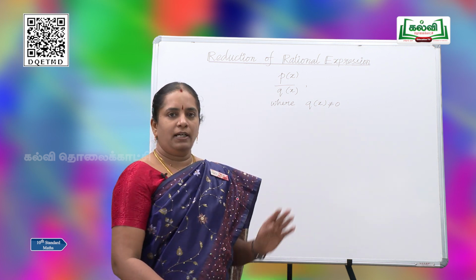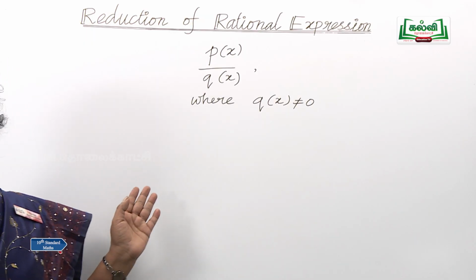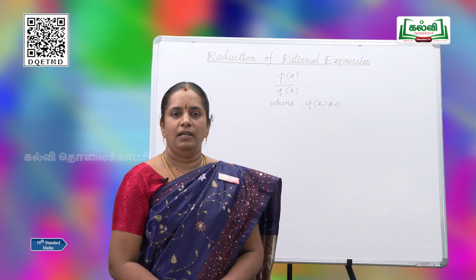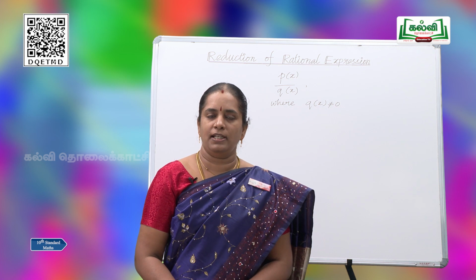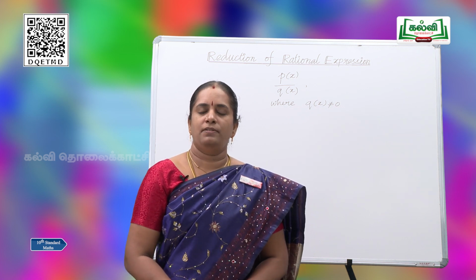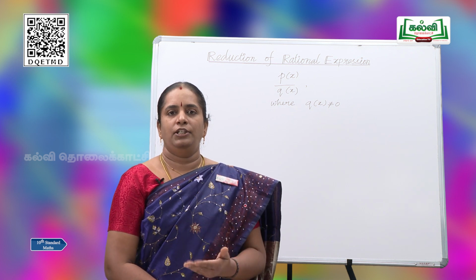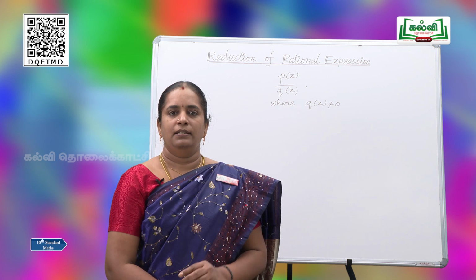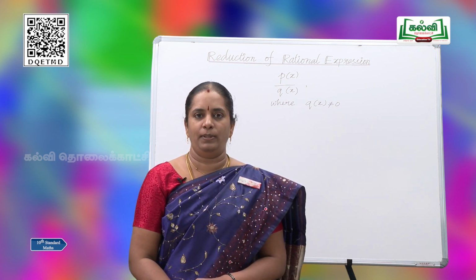I repeat, a rational expression will be of the form p of x by q of x, where q of x is not equal to 0. Keep that in mind, and we are going to reduce a rational expression. How to reduce a rational expression? Yes, as we reduce a fraction, we are going to reduce into lowest form. That is, we are going to cancel the common factors from the numerator and the denominator.